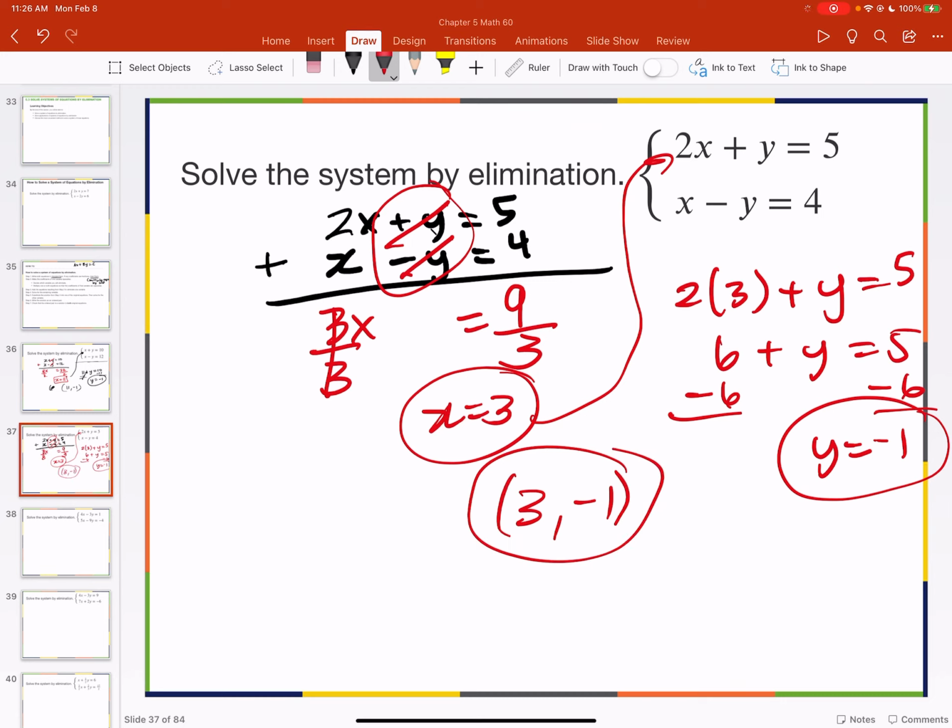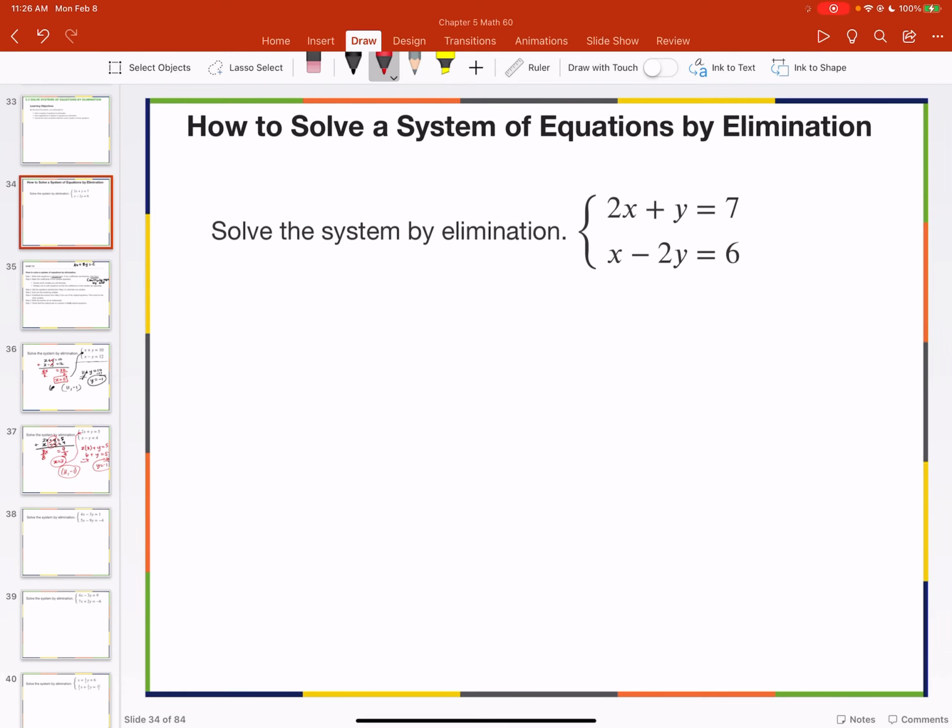Okay, but what if it's not that nice? So that's where we can go back to this one here. So here you have 2x plus y is equal to 7, and then x minus 2y is equal to 6. If I were to add them this way, I'm not going to eliminate any variable. Why not? Because the coefficients of the variables are not opposites. So the goal is to eliminate one of them. So we need to change either one. We need to multiply either one of the equations so that we get opposites.